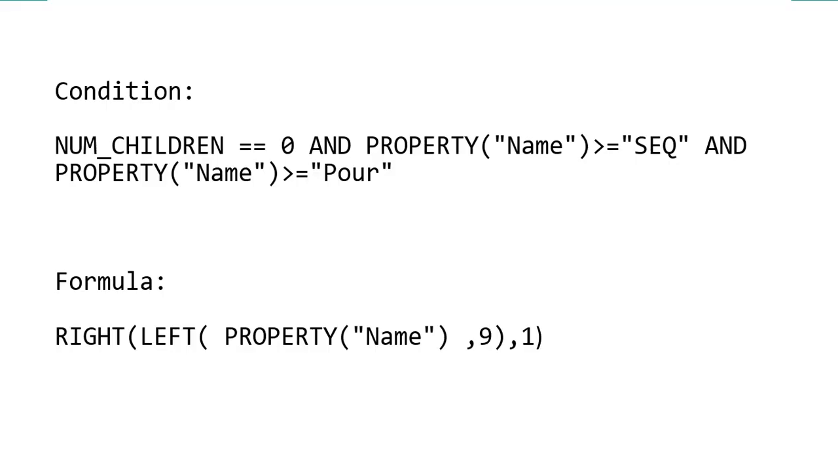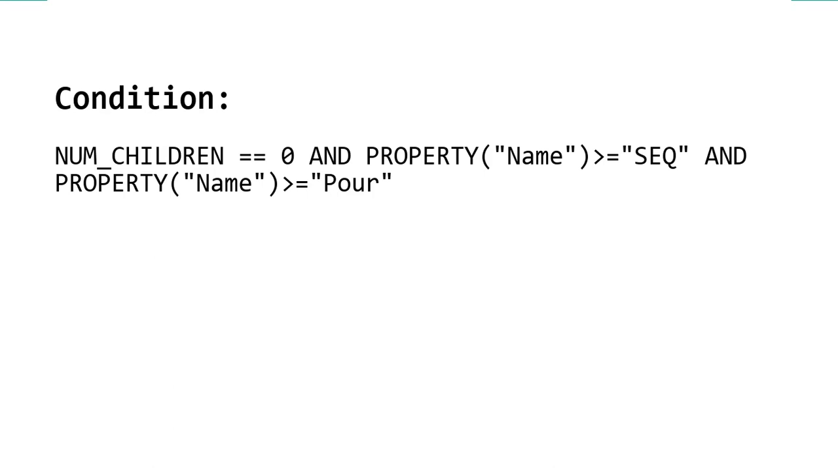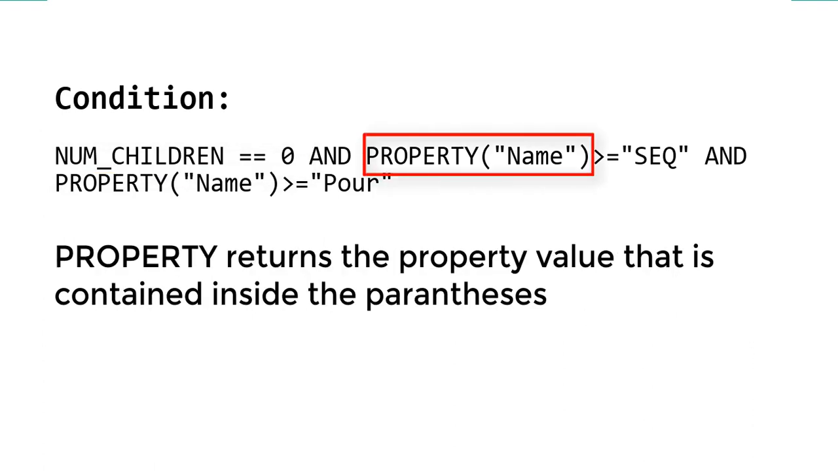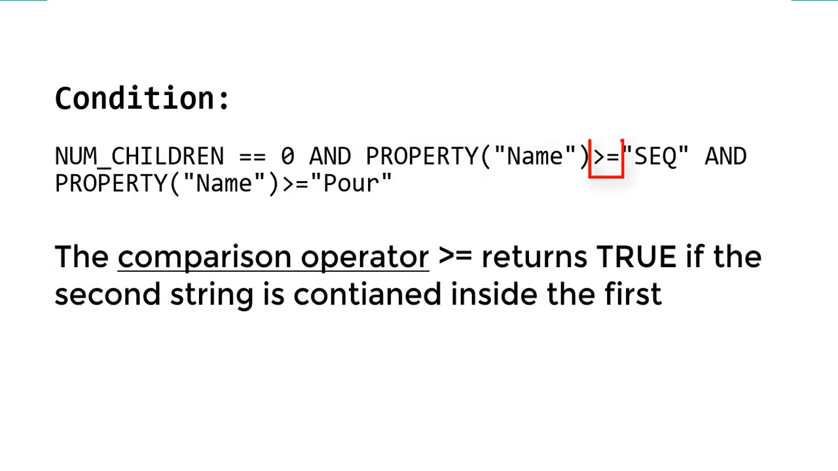The formula will be calculated for tasks that do not have any children, have the string seq in their name, and have the string pour in their name. Let's break down the condition. Num_children is an object state that returns the count of the number of children the task has. Property returns a property value that is contained inside the parentheses, and the comparison operator <= returns true if the second string is contained inside the first.